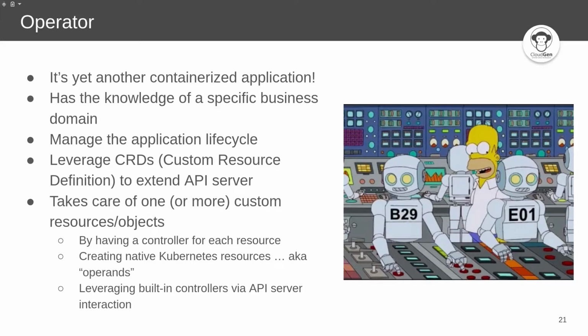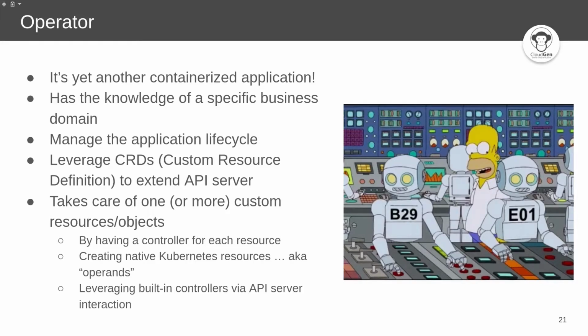So it means that as the developer knows how your application behaves, this knowledge has to be transferred into the operator. So when you develop your operator, you have to transfer the knowledge about your business application into the operator. The operator is able to manage the application lifecycle, so the deployment, the upgrades, configuration changes, and things like that. And it leverages a kind of extension point in the API server, which is called the custom resource definition. So as in Kubernetes, we have native resources, replica set, pods, deployments, config map, secrets, and things like that, which are native Kubernetes objects.